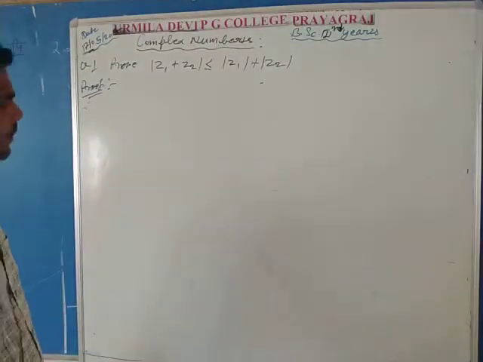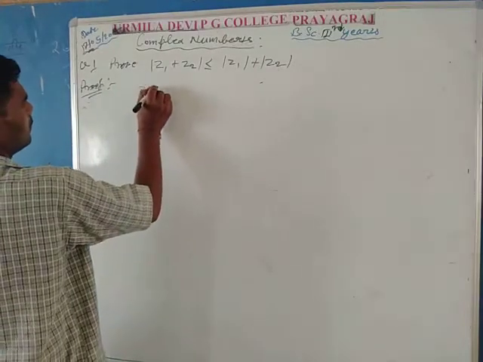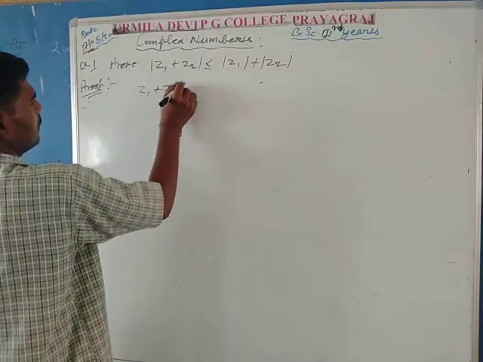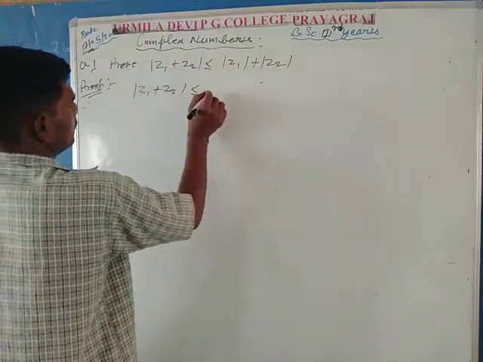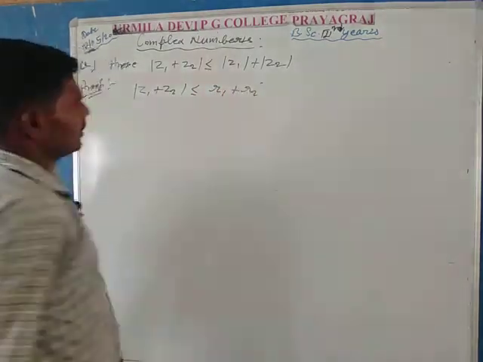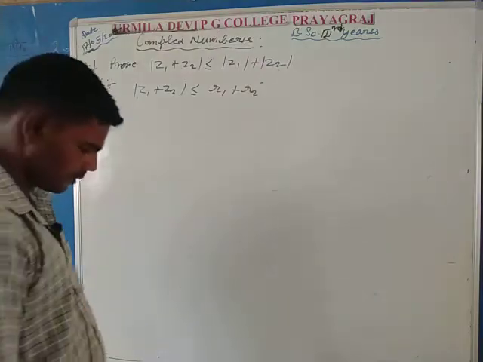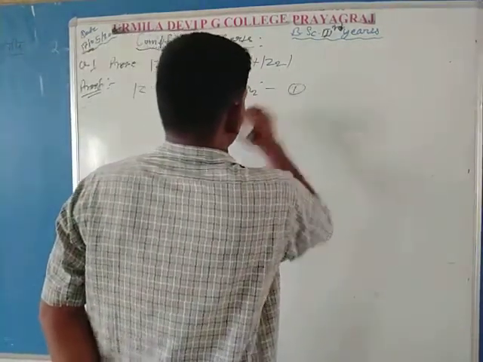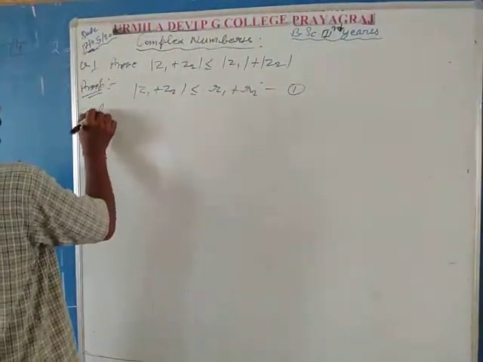So it is clear that mod of z1 plus z2 is less than or equal to r1 plus r2. But what are r1 and r2? Suppose that is the first inequality.